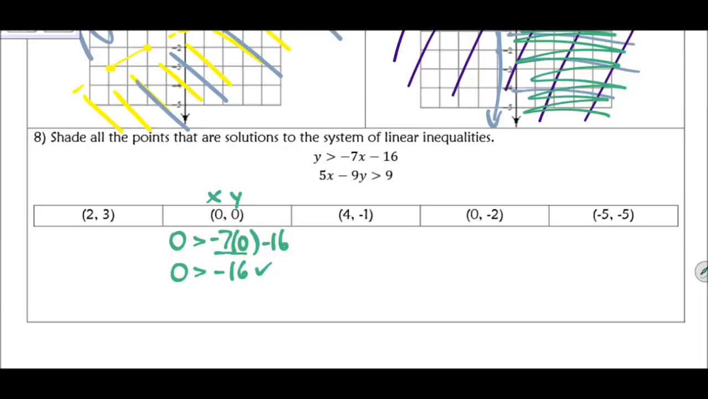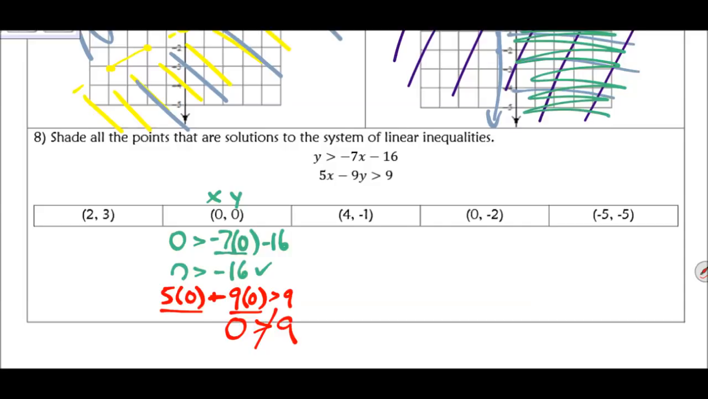We still have to test in the bottom one. 5 times 0 minus 9 times 0 is greater than 9. 0 times 5 is just 0, minus another 0 is still just 0. 0 is greater than 9. That is not true, so this is not a solution.